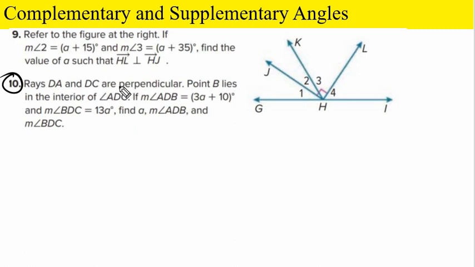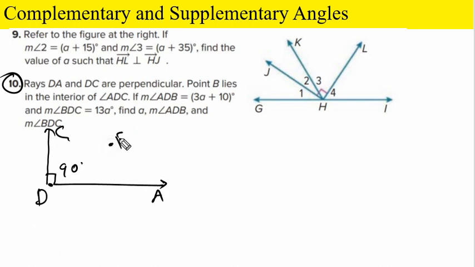DA and DC are perpendicular. So when I say DA and DC are perpendicular, what does it mean? They are making 90 degrees. So let's say this is your D point, DA, DC. They are perpendicular, which means they are making a 90-degree angle. Point B lies in the interior of angle ADC. So B is in the interior, somewhere here.